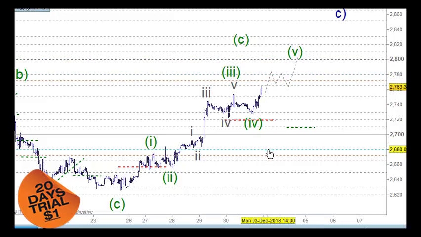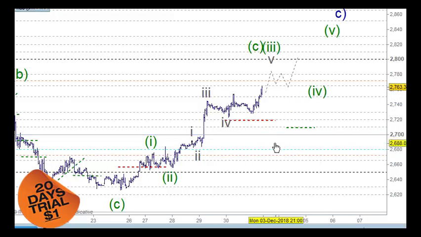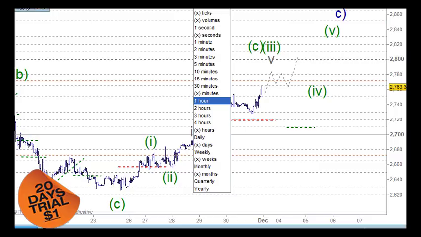So just be mindful of that. I don't think it's the case. So I'm going to put this back up here, and this over to here a little bit further, and wave 4 over here. So let's just go to the tick chart and have a look at this in a moment.